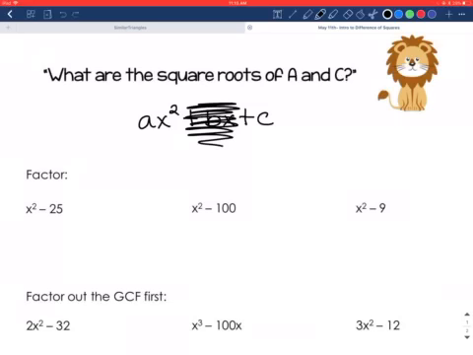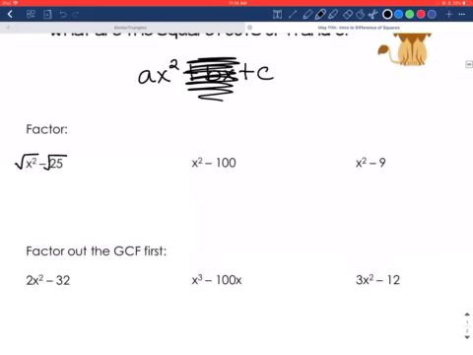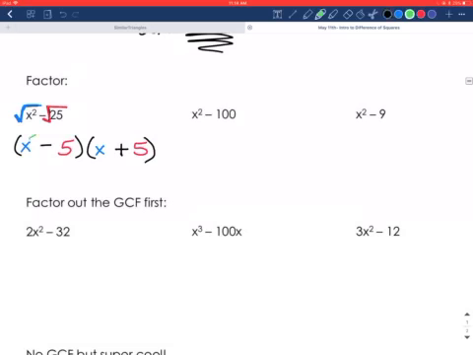A lot of times, especially for these first ones, your a will just be 1, and that is perfectly fine. But what we will do here is square root both of these numbers. We're going to square root that first term and the second term, and set up two sets of parentheses. The square root of x squared goes in the first one, so that's just x. And the square root of 25, since it is in the last spot, goes in the last spot here. Now the only thing we need to do is put a minus and a plus. It doesn't matter which one you put first, as long as they are different. And I'll show you why this works.